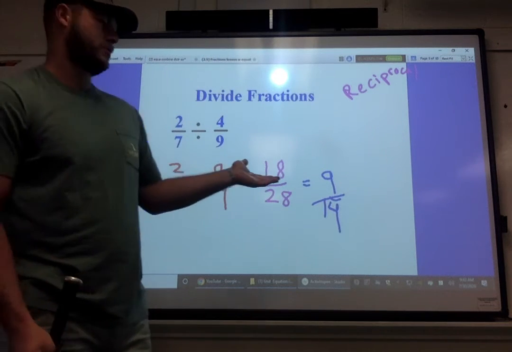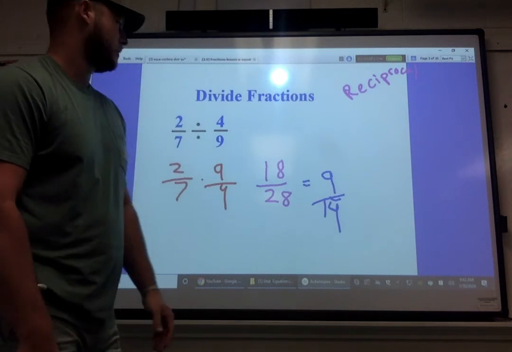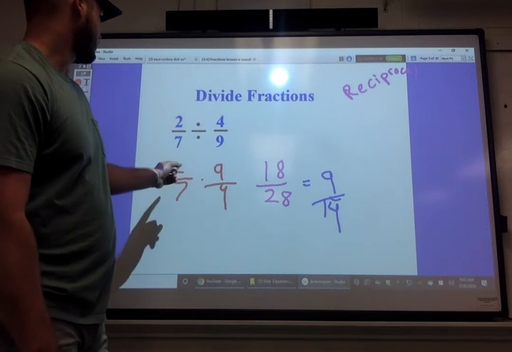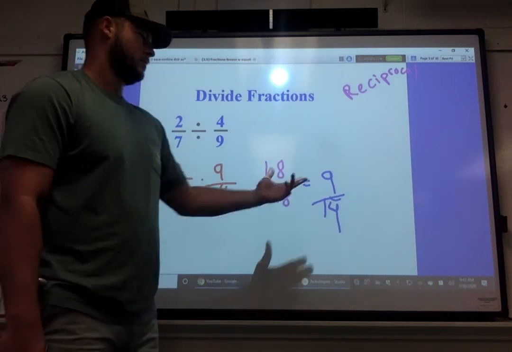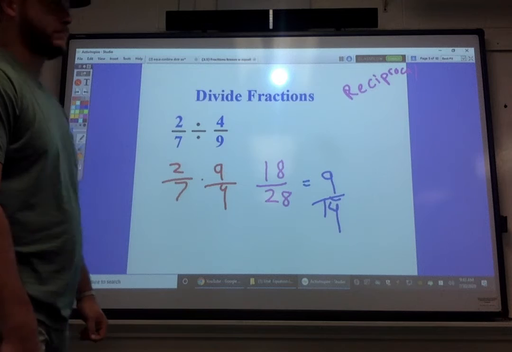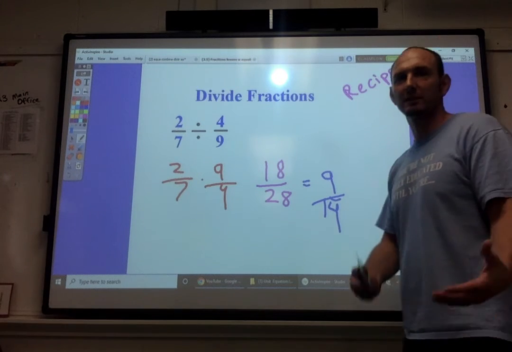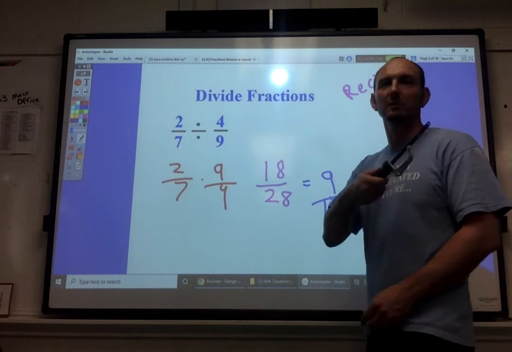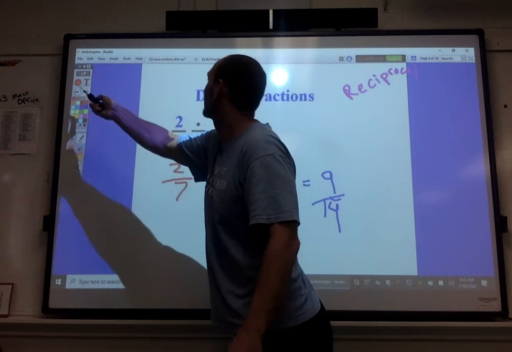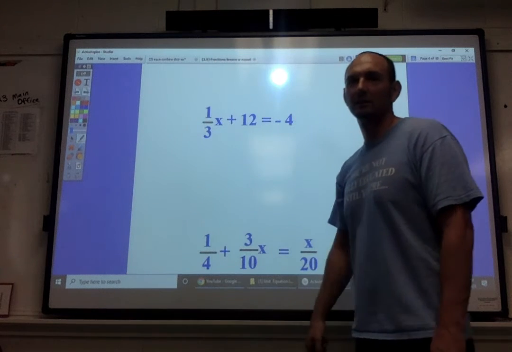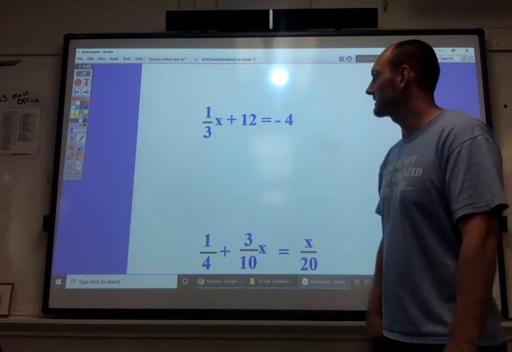Will that reduce any further? It will not. 9/14. So 2/7 divided by 4/9 is 9/14. Right. Now we're going to take these fractions and just shove them right into equations. This is the fun part. Yay! So here we'll discuss ACT for a minute.